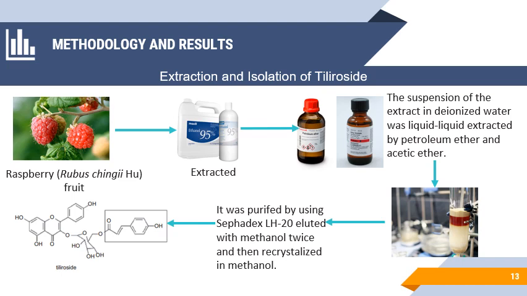The acetic ether phase was fractionated by silica gel column chromatography and eluted, and it was purified by using Sephadex LH-20 eluted with methanol twice and then recrystallized in methanol, and finally obtained Tiliroside. The Tiliroside purity was no less than 98%.